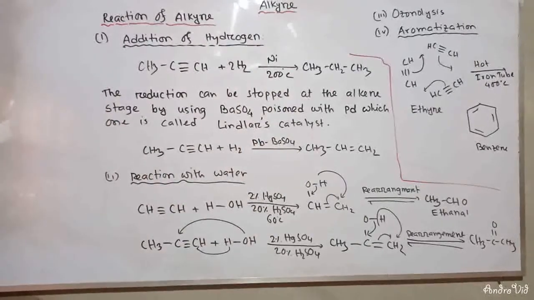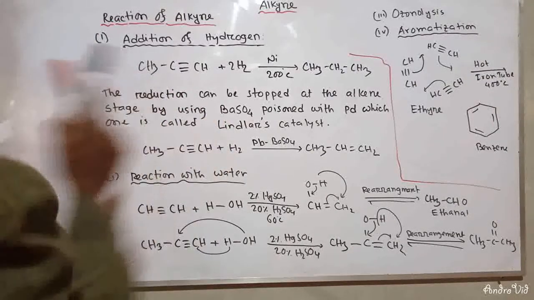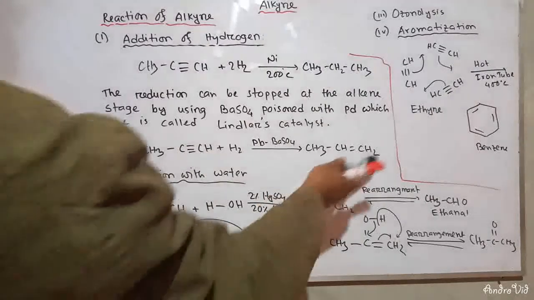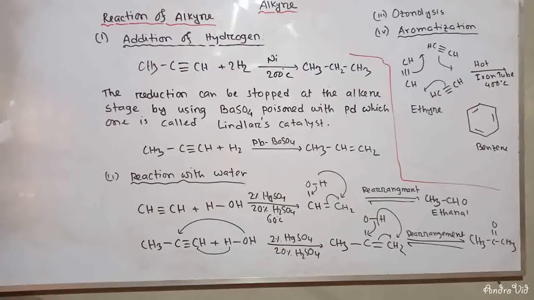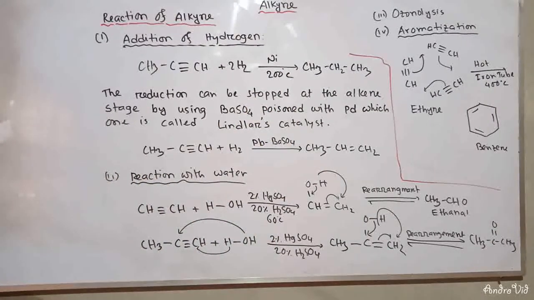If Lindlar catalyst is used here, rather than adding 2 molecules of hydrogen to this compound, it adds only 1 molecule of hydrogen. By this way, you will be able to produce only alkene rather than alkane. So if you want to prepare alkene from alkyne, you have to use Lindlar catalyst. In that case, 1 molecule of hydrogen will be added at the carbon-carbon triple bond portion. By this way, you will be able to produce an alkene.